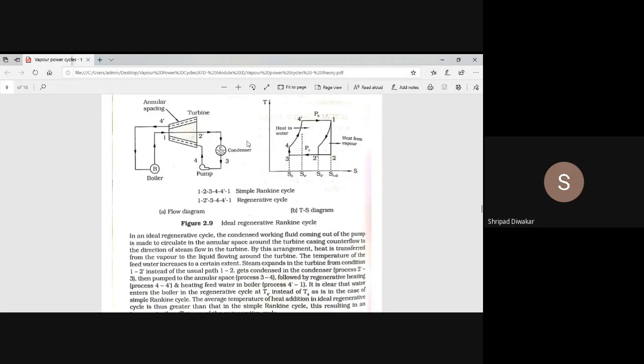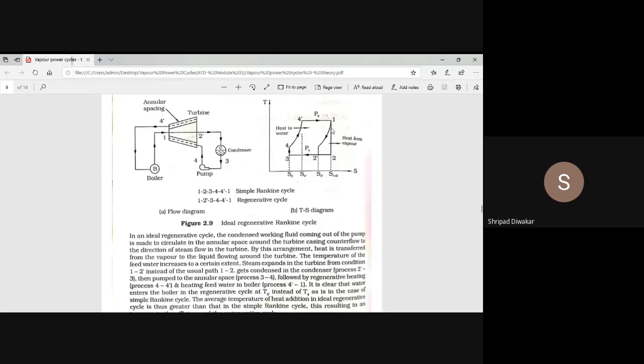Okay, you remember, you have to show this annular spacing and draw the TS diagram accordingly. So once again I'll explain the TS diagram. First you draw the ideal Rankine cycle, 1 2 3 4 4-1, it is your ideal Rankine cycle. How to add the regenerative Rankine cycle means, you draw a line parallel to 4 4 dash and a line parallel to 4 3. Okay, this is how to draw a regenerative Rankine cycle.